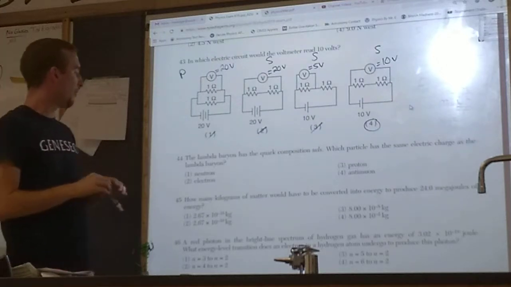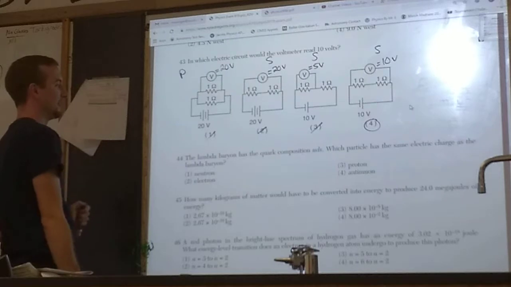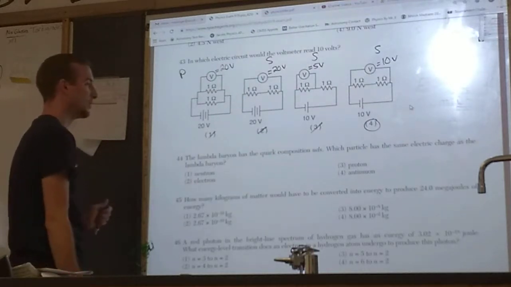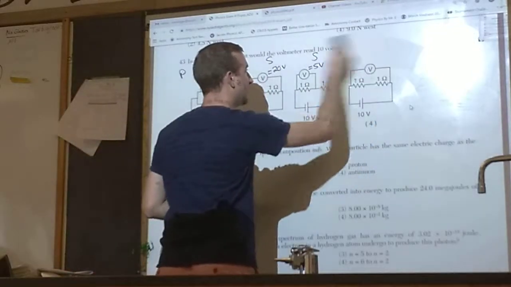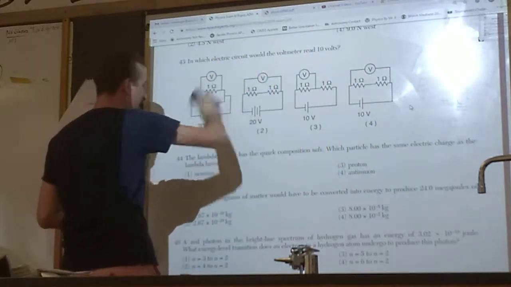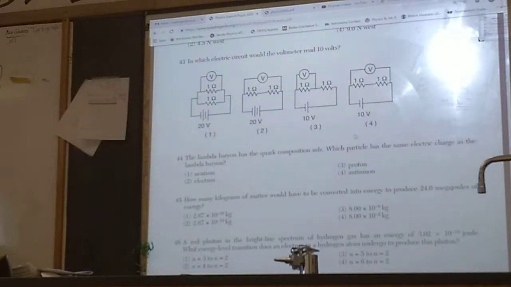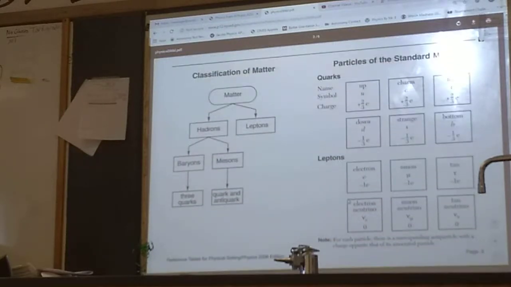Question number 44. Back to the reference tables, to the modern physics section. The lambda baryon has a quark composition UDS. Which particle has the same electric charge as the lambda baryon? So what we need to do is figure out what UDS means. We go to page 3 on the reference tables.